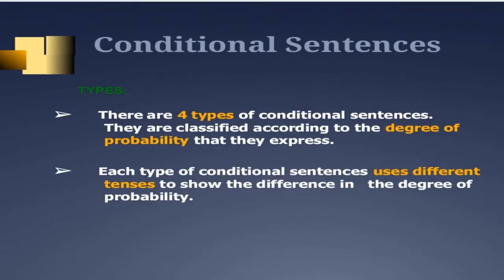There are four types of conditional sentences. They are classified according to the degree of probability that they express. Each type of conditional sentence uses different tenses to show the difference in the degree of probability.